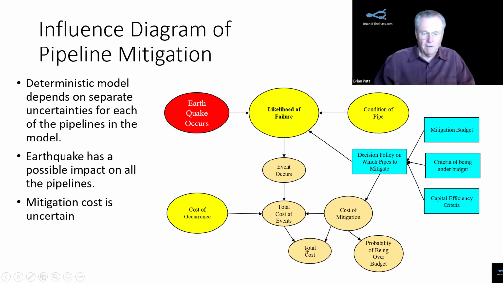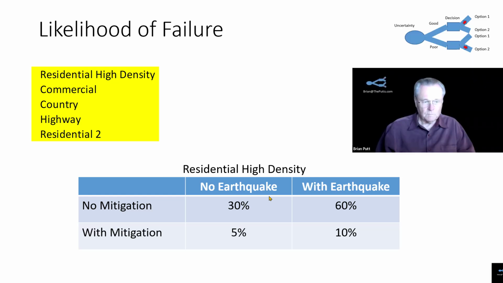And we're going to have 5 different types of pipelines. Those are residential high density, commercial, country, highway, and residential two. So as an example of this probability of an event, we have the situation where there's no mitigation and there's no earthquake, 30%, or if there is an earthquake, 60%. If, however, we do mitigation, the chance of an event is only 5%, and with an earthquake, 10%. So a radical reduction in the residential high density.